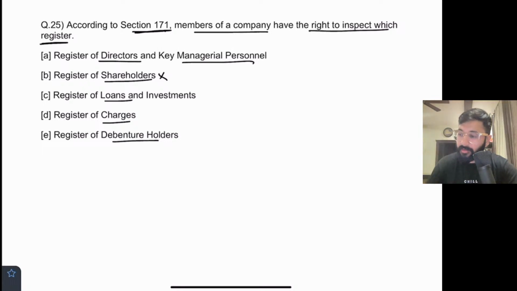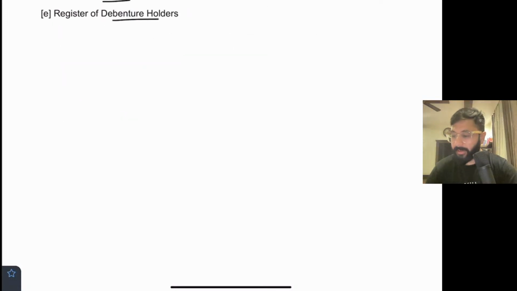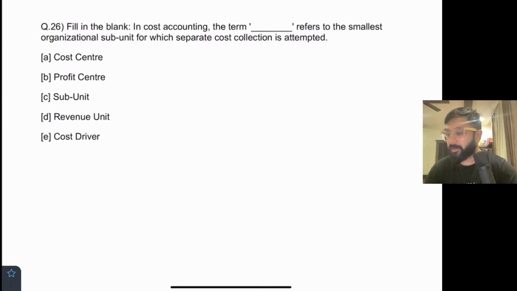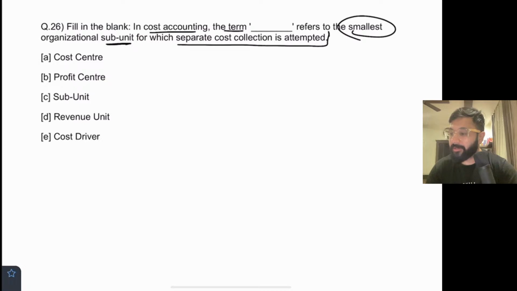Yes, the members of the company are trying to have control over the directors and key managerial personnel to make sure कि वो अपने इंटरेस्ट के लिए कंपनी खराब ना कर दें। So the answer is option number A. Question number 26. Fill in the blank. In cost accounting, the term dash refers to the smallest organizational subunit for which separate cost collection is attempted.